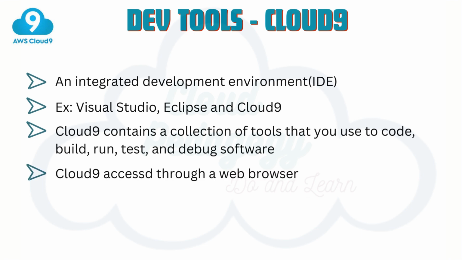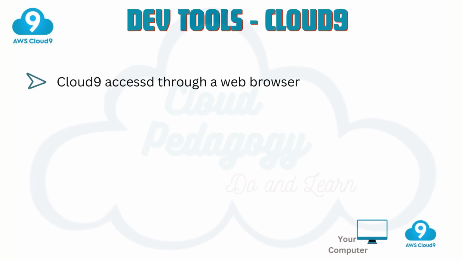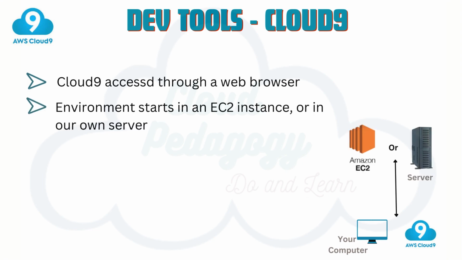Now, a distinguishing feature of Cloud9 is that you can access the Cloud9 IDE through a web browser. Awesome, right? You don't have to install anything on your machine. So, how does Cloud9 actually work? We access Cloud9 via our web browser in AWS, and our Cloud9 environments start in an EC2 instance or in our own server. So we are coming in via the web browser and we are hitting a server containing our Cloud9 environment.